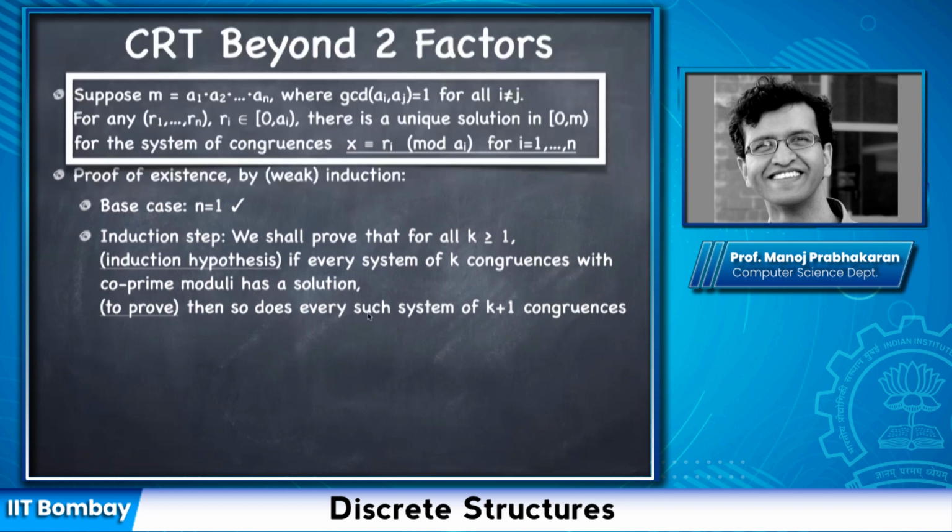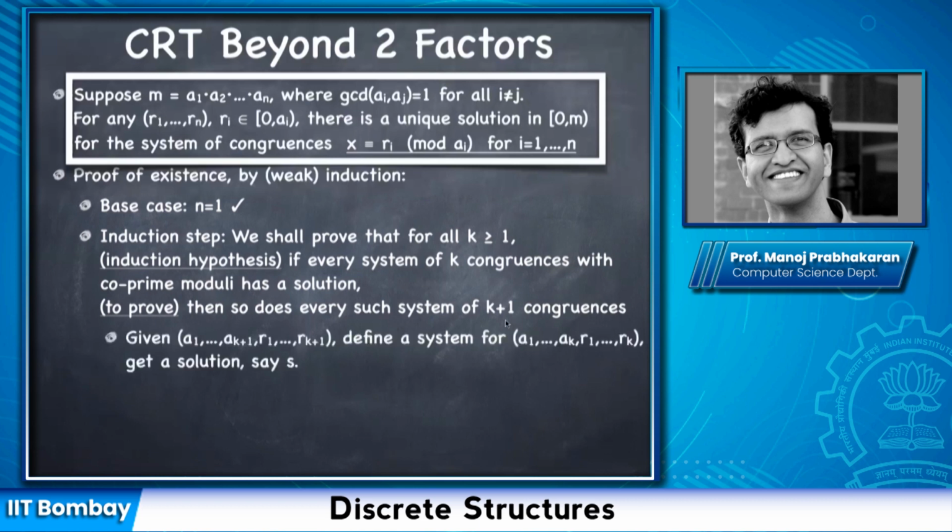And then I need to prove that, you give me an arbitrary system of k plus 1 congruences, it has a solution. So suppose this arbitrary system you're giving me, there are k plus 1 factors which are co-prime with each other, and arbitrary numbers r1 to rk plus 1 used to define the system of congruences. I need to find you a solution. I need to prove that there exists a solution. So I'll tell you how to find the solution.